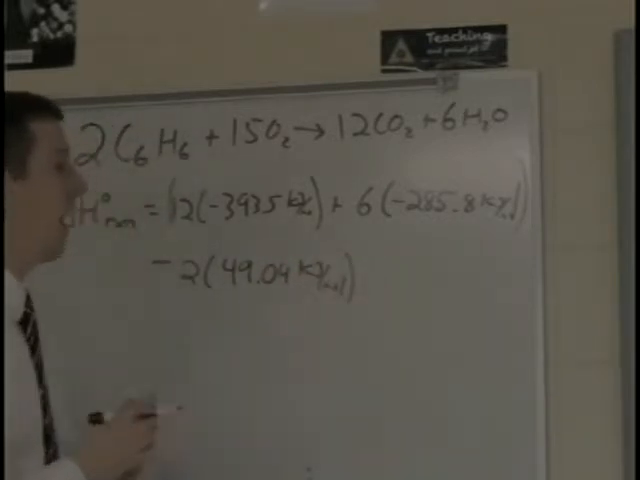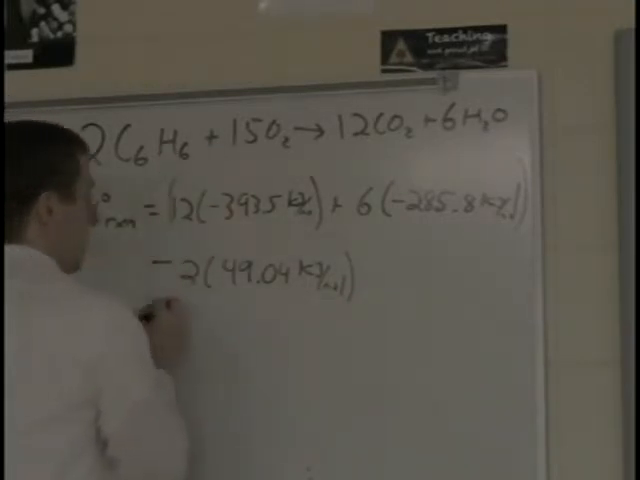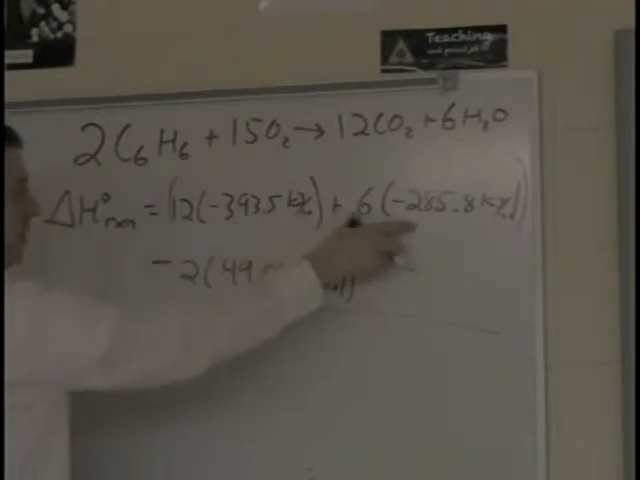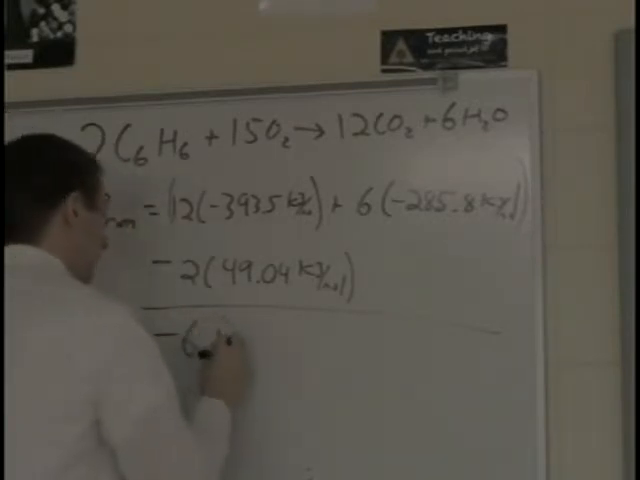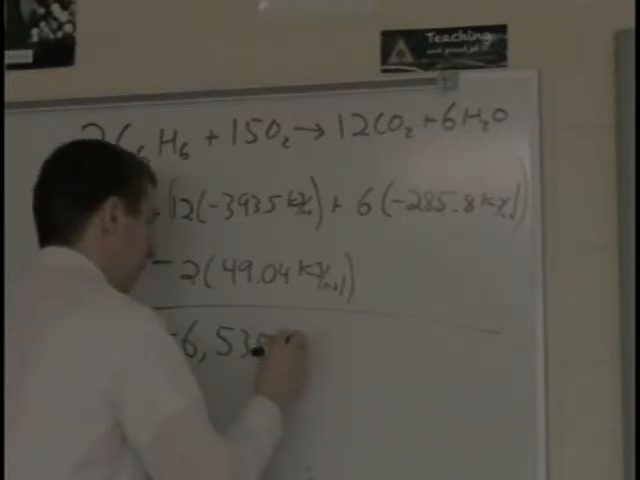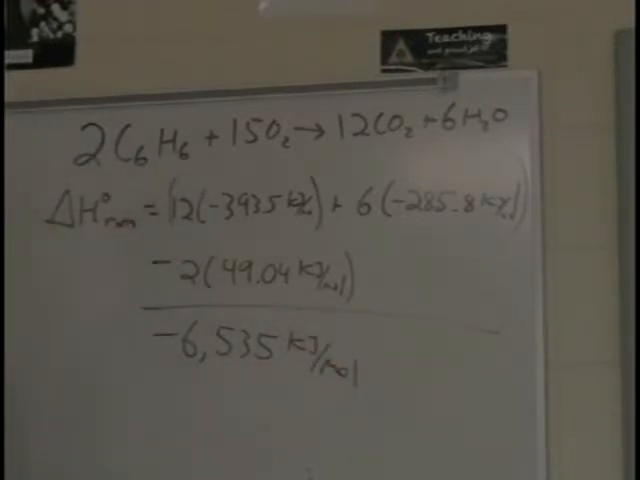And I could look for the oxygen value. 15 times 0 isn't going to give me anything really. So all of this added up minus this will tell me the delta H of the reaction, which in this case is negative 6,535 kilojoules per mole.